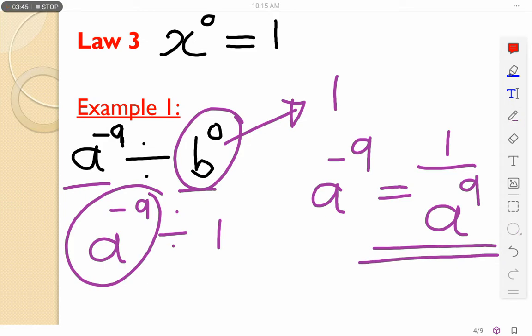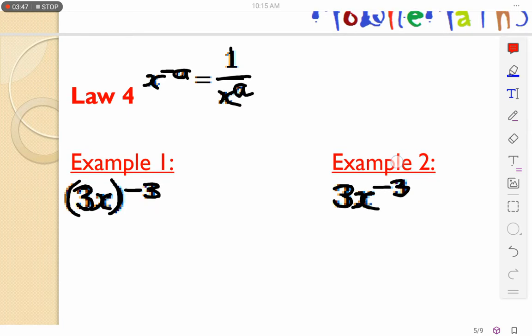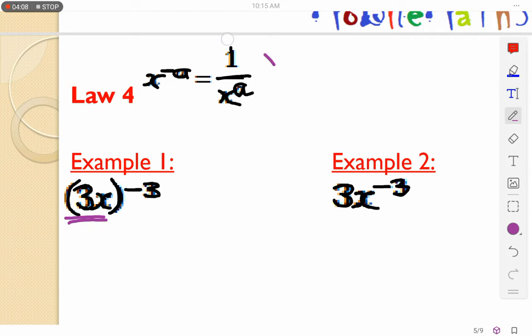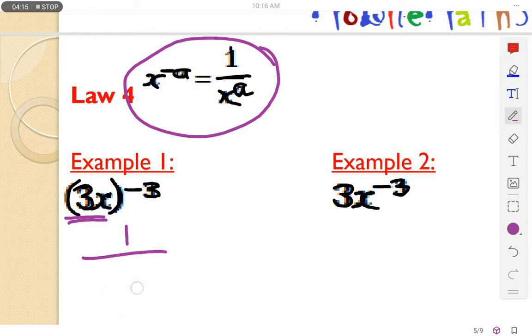Okay, let's move on to the next one, law number 4. Law number 4 is saying x to the power of minus a is equal to the one that I just did above when I was solving a to the power of minus 9. So let's look at our example. This one, because we've got a number there, we still treat it the same way as law number 4. So everything is going to be 1 over 3 to the power of x, and we still have our 3 at the end of the day, like this.